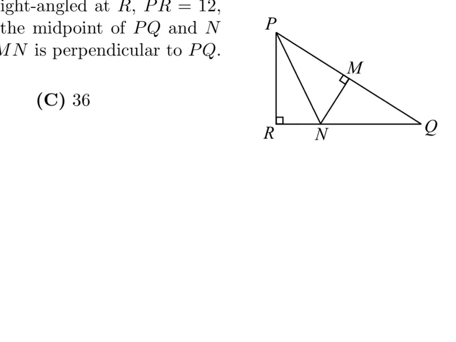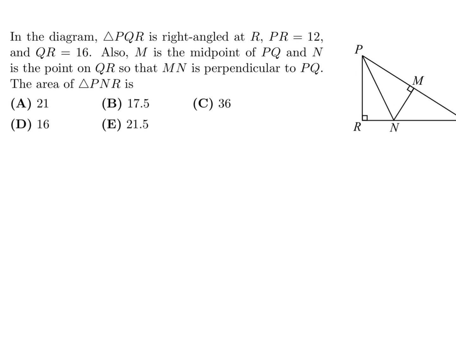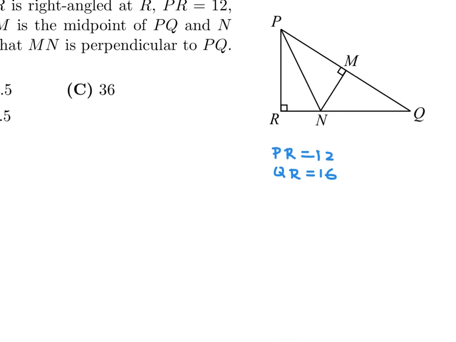Basically I'm just going to label it based on everything they told me in the question. Let me write it down here before I forget. PR was 12. QR is 16. It's a right angle. M is the midpoint. And that's about it. So they didn't give me much. Okay, let's see what we can do here.